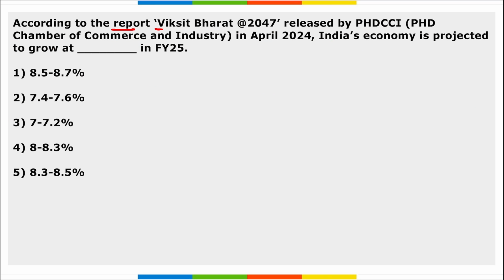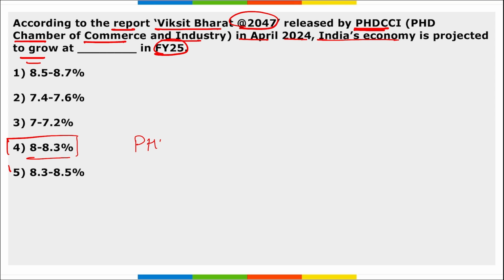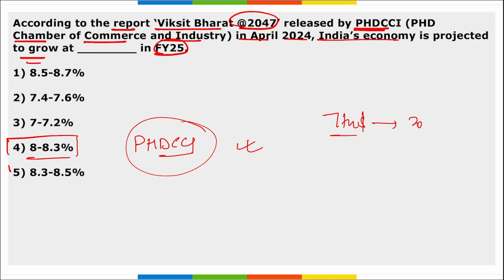Next, according to the report Viksit Bharat at 2047 released by PHD CCI, that is PHD Chamber of Commerce and Industry in April 24, India's economy is projected to grow by how much in FY24? So Indian economy is projected to grow by 8 to 8.3% in 2025 as per the report released by PHD CCI. Right, under their report Viksit Bharat at 2047. And the aim here is for India's economy to reach $7 trillion by 2030.